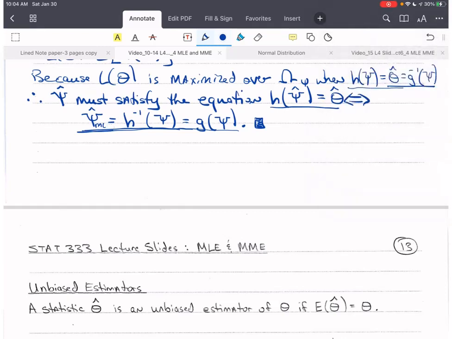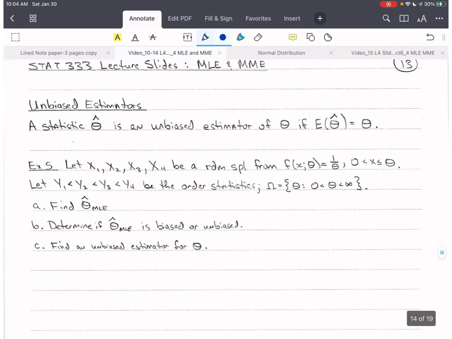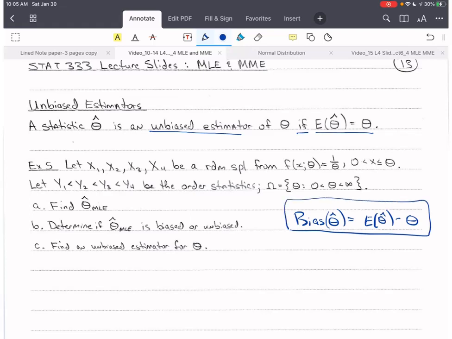Okay, so we have this statistic. It could be any estimator of theta, but we're going to say that it's unbiased if the expected value of theta hat is equal to theta. So let me define bias. Bias of theta hat is equal to E of theta hat minus theta. This is the definition of bias, and you need to know this, so please put this on your formula sheet.